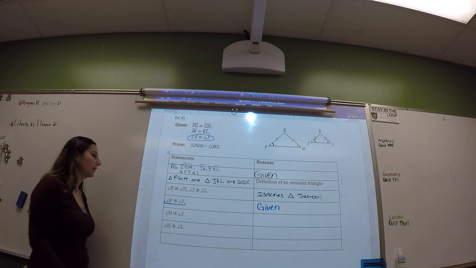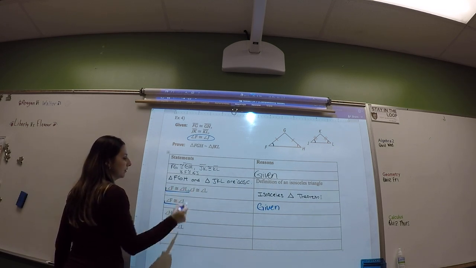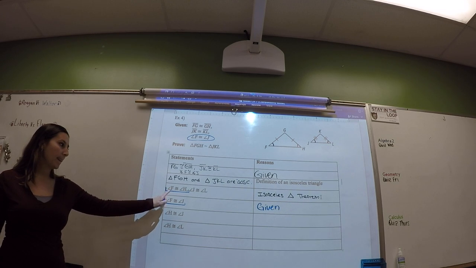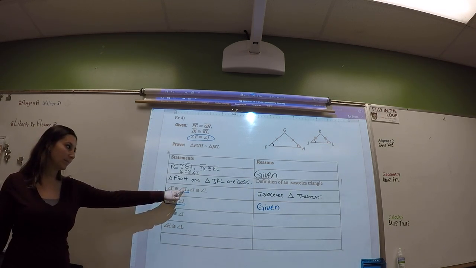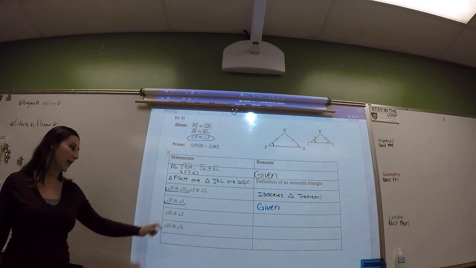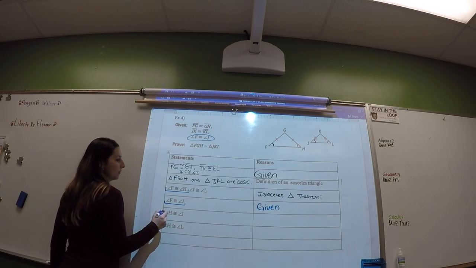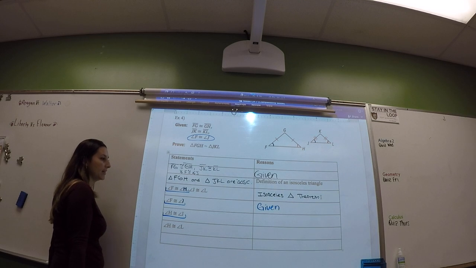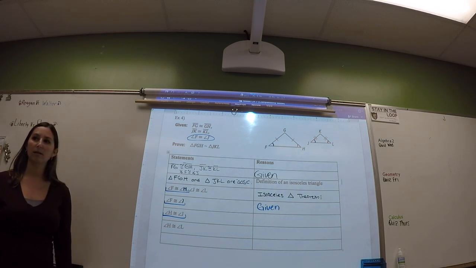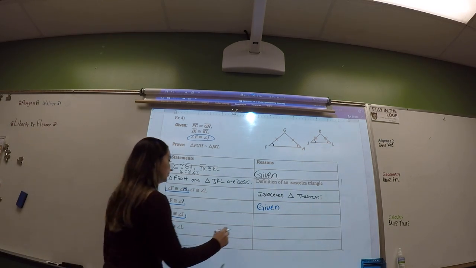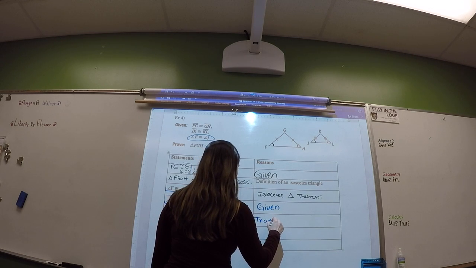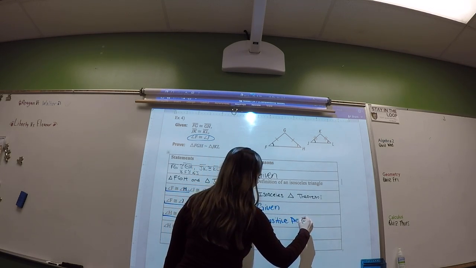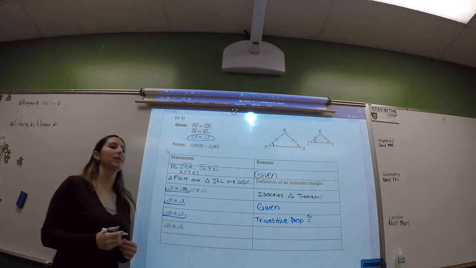We're going to build a bridge here. If you look, it says F is congruent to H, F is congruent to J, and therefore H is congruent to J. So why is that? Transitive property. So it's technically the transitive property of congruence, but if you just put transitive property, that's fine.